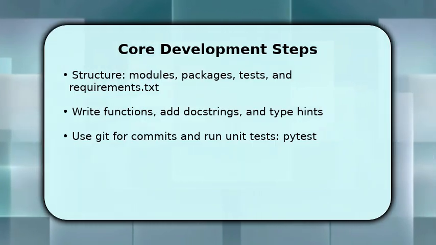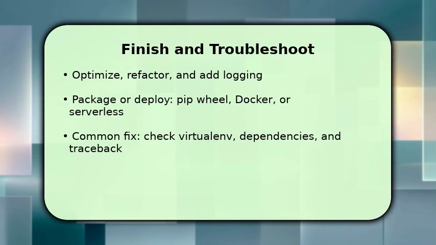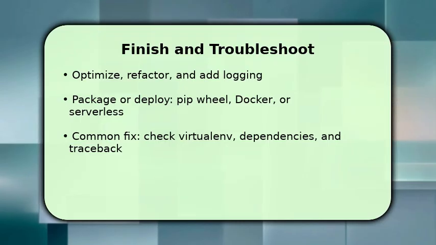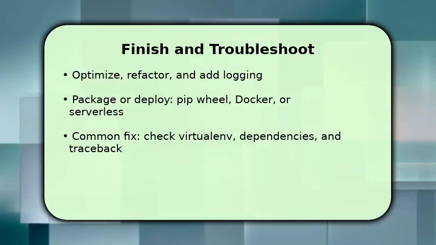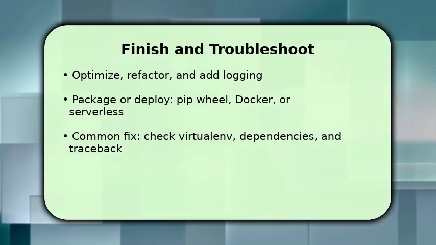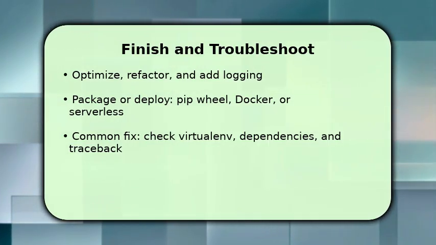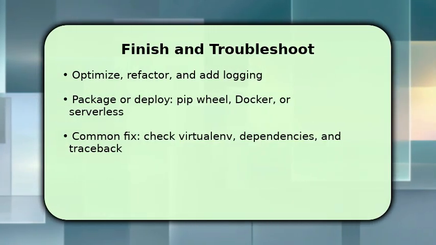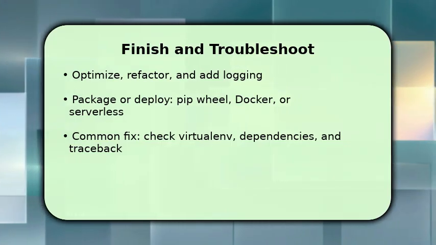keep the codebase stable. You finish by refactoring for clarity, adding logging to trace runtime behavior, and optimizing any bottlenecks you identified. Prepare deployment. Build a wheel, create a Docker image, or set up a serverless function and verify environment variables and secrets. Run integration tests and smoke tests before release.